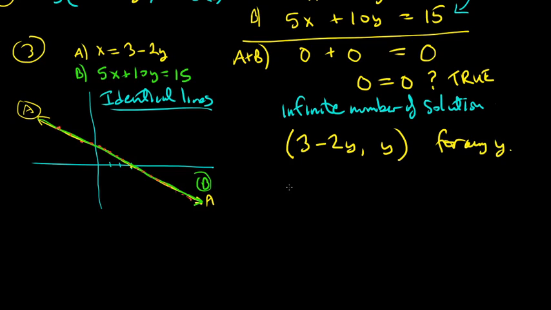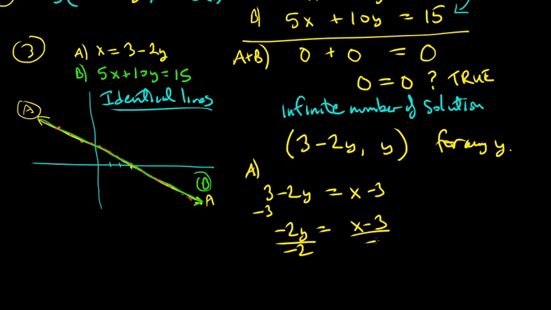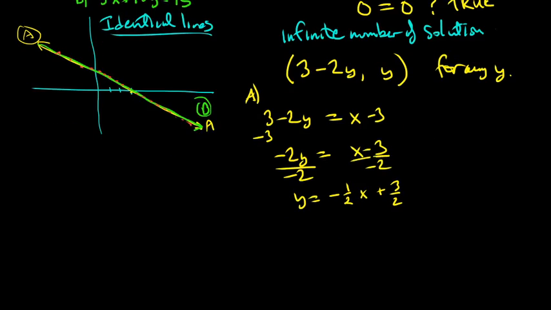Or if you want to go the other way, if you want to solve for y in terms of x, this is equation A again. You can do that, right? Subtract the 3 from both sides. Negative 2y is going to be x minus 3. Now if you divide by negative 2, you get that y is negative 1/2 x plus 3 over 2. So now you can list all the solutions as follows: given an x, y has to be negative 1/2 x plus 3 over 2.